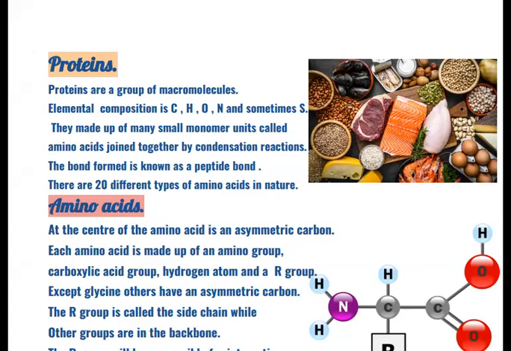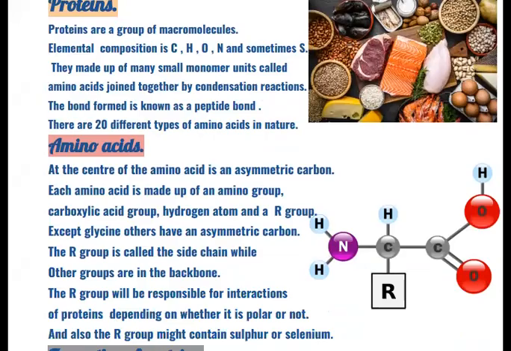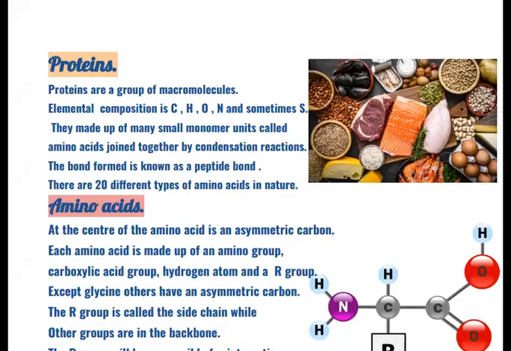Proteins. Proteins are a group of macromolecules. Elemental composition is C, H, O, N and sometimes S. They're made up of many small monomer units called amino acids, joined together by condensation reactions. The bond formed is known as a peptide bond. There are 20 different types of amino acids in nature.